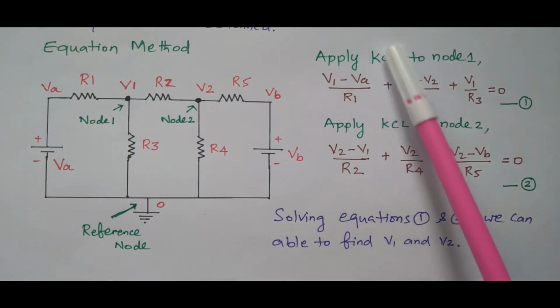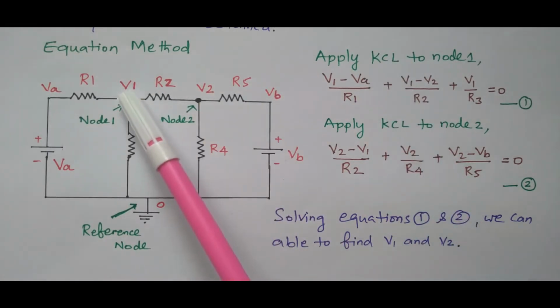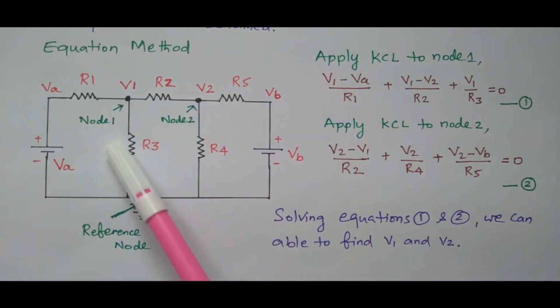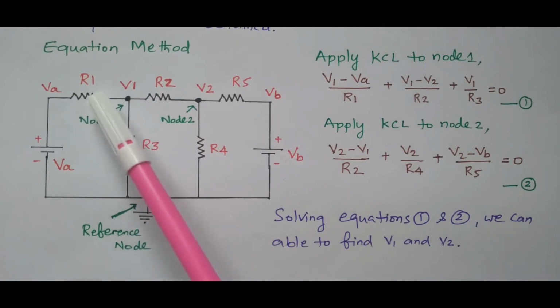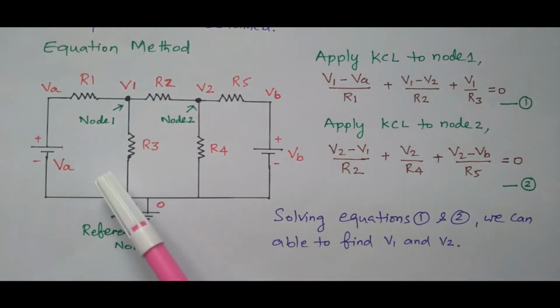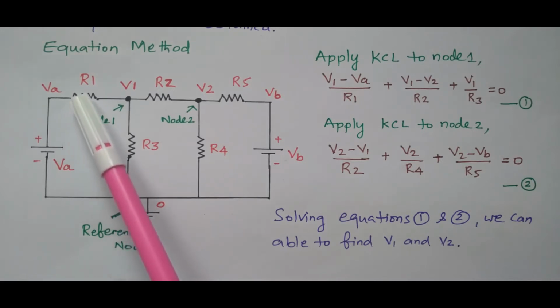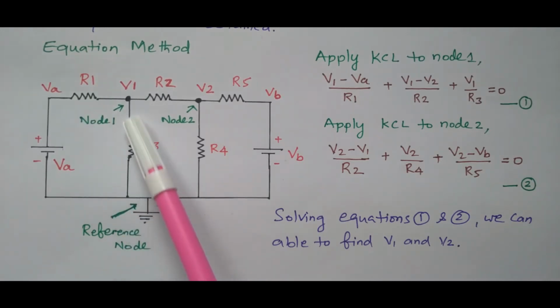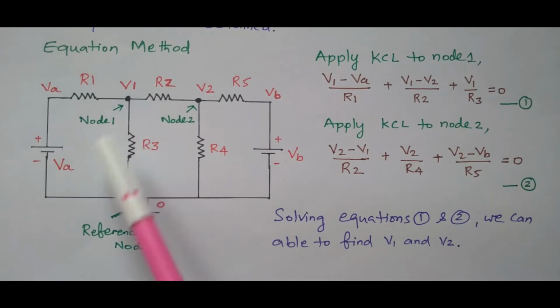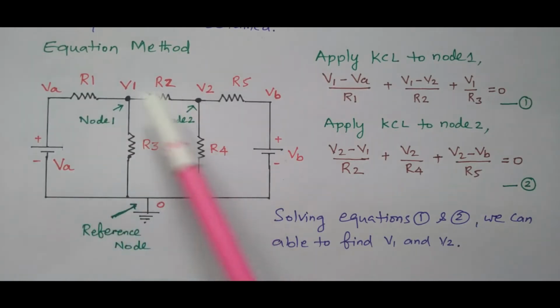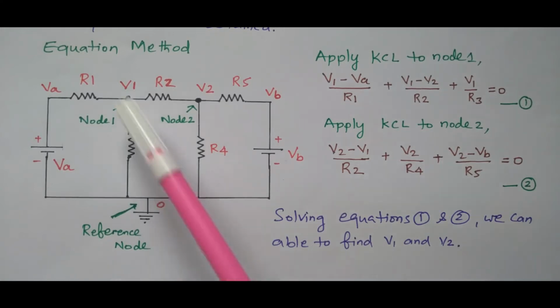So we are going to apply Kirchhoff's current law at this node 1. We need to find the current in this node. There are three elements available, R1, R2 and R3. So we need to find the current through R1, the current through R2, and the current through R3. By adding all these currents, the sum is equal to 0. That is what Kirchhoff's law gives: the total current in a node is 0.